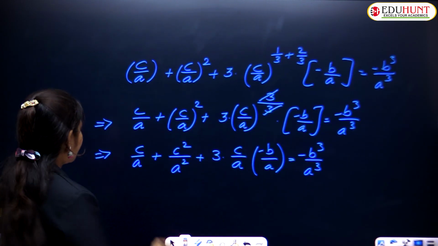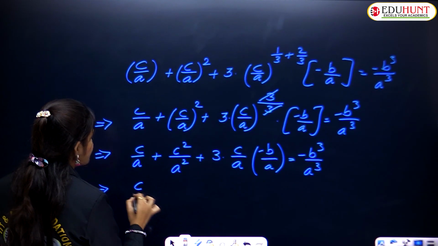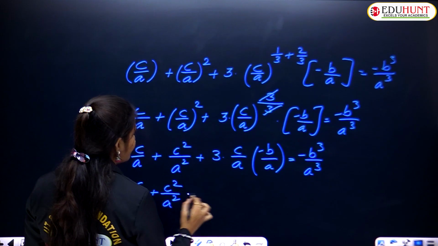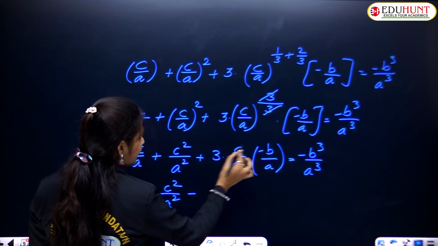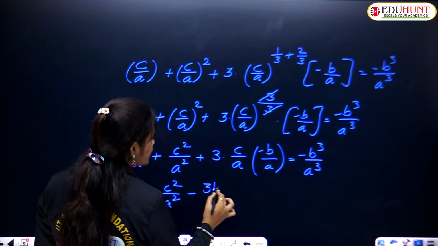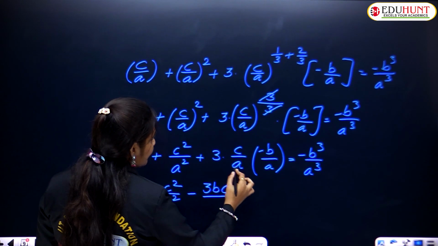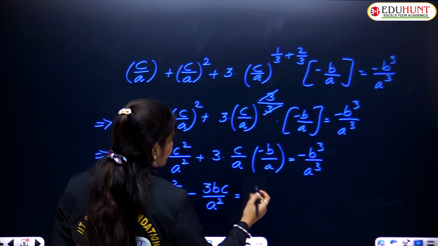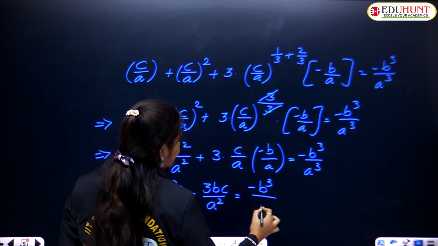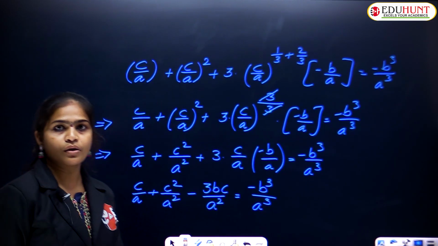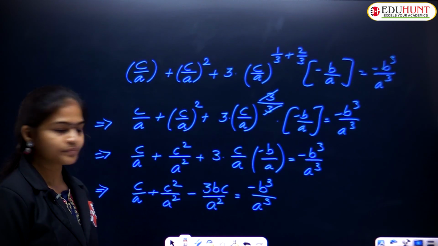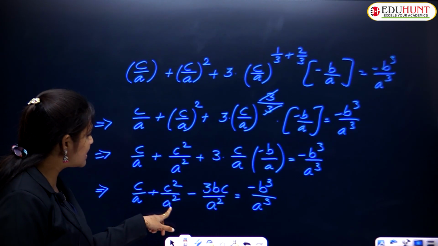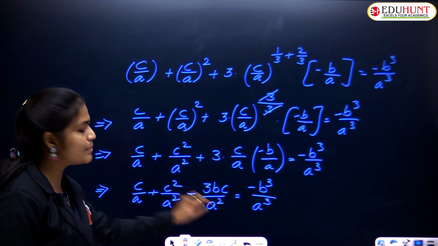Clear to you? So next, c by a plus c square by a square, and here minus into plus is minus, and b into c is bc, so which is equal to minus 3bc by a into a, that is a square, which is equal to minus b cube by a cube. Okay, now simplify it. These three terms have c by a, c square by a square, and 3bc by a square.